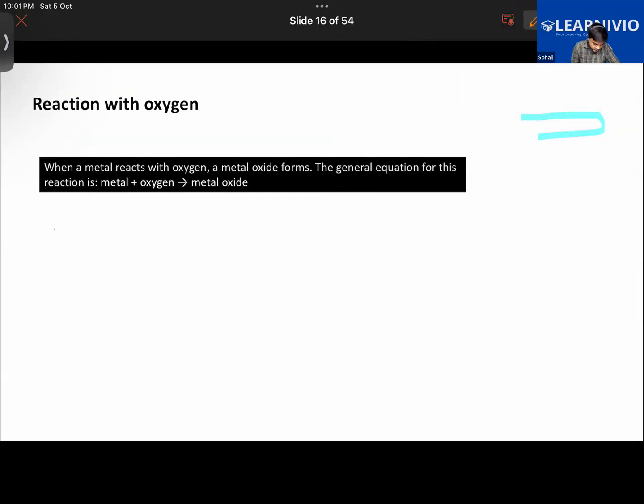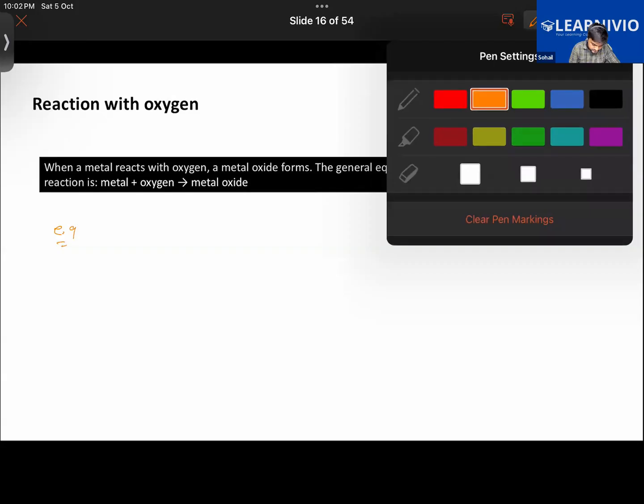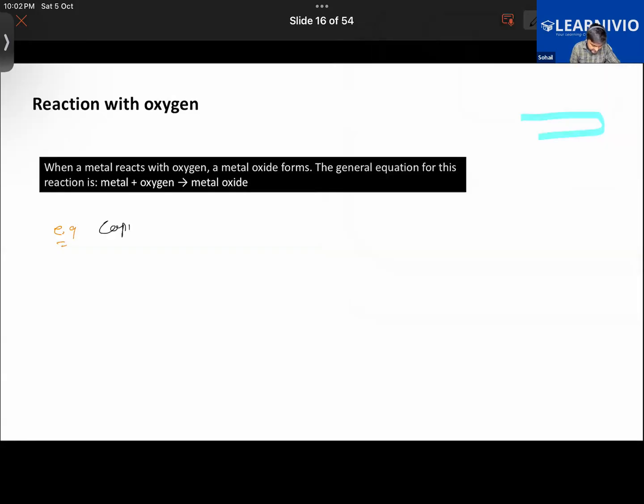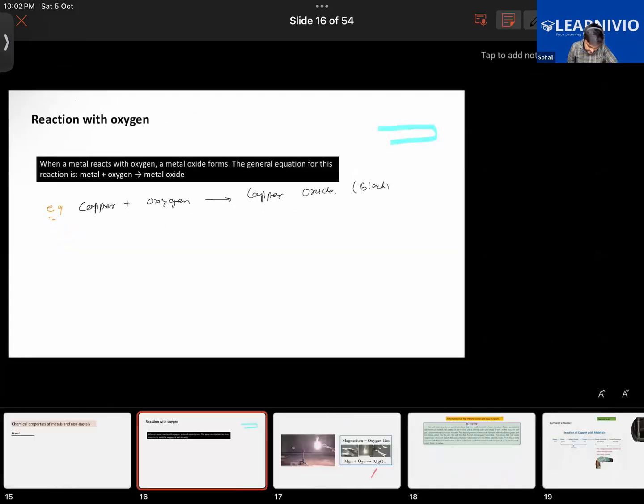Take for example, copper. Copper is a metal, right? It reacts with oxygen. So upon reaction with oxygen, it gives copper oxide. And copper oxide is black in color, by the way.